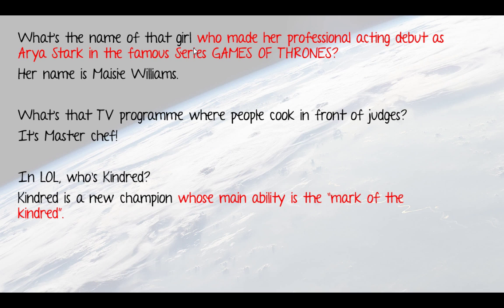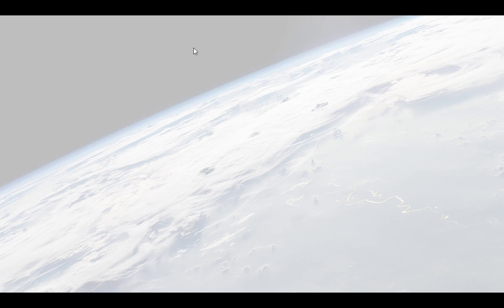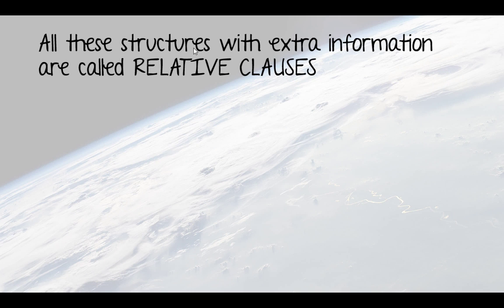All these structures with extra information are called relative clauses. Relative clauses are clauses, or similar to sentences, that help you to add information in order to clarify something. They usually start with a relative pronoun such as who, which, whose, where, when, that. Furthermore, they always go after a noun.